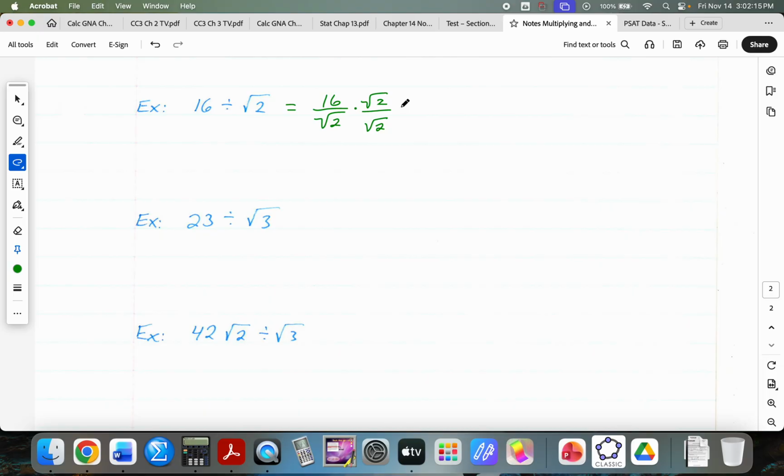Okay. Now let's multiply. In the numerator, 16 times the square root of 2, well, that's 16 square roots of 2. In the denominator, the square root of 2 times the square root of 2 is 1... 2. Two. Oh, I'm just kidding, guys. The square root of 2 times the square root of 2 is 2. You got to pay attention to what the operation is. And now 16 divided by 2, since those are both whole numbers, is 8. So that's 8 square roots of 2.